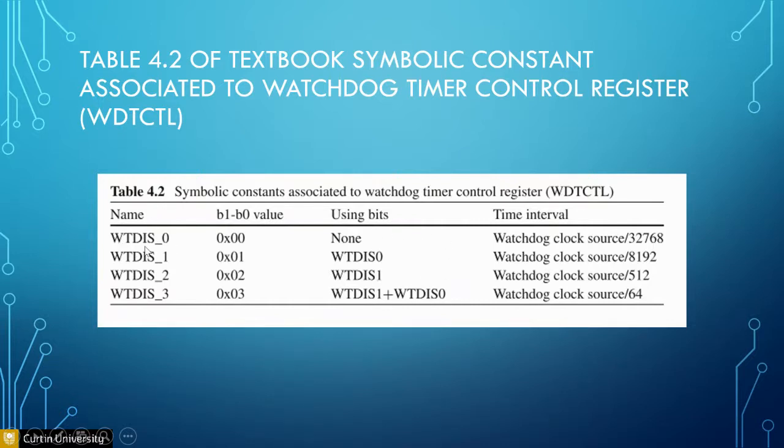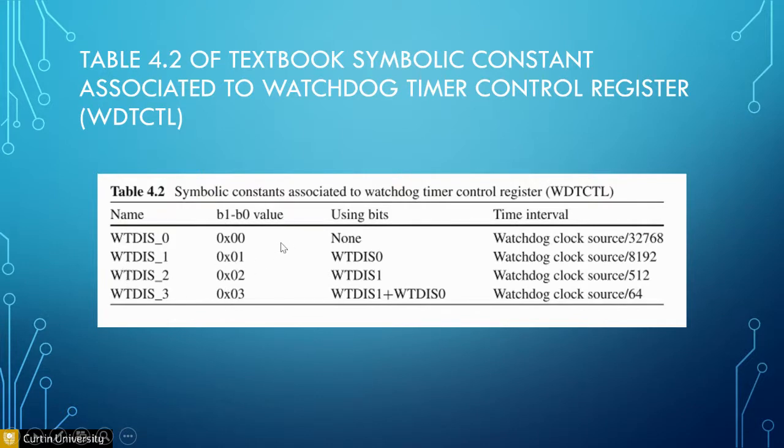You take out this value. Okay, you take out this value. So WDTIS actually means 00. WDTIS1 means 01, 02, and 03, and so on and so forth, because it's easier to understand this symbolic value than the value itself. Okay, so you know that this is common.